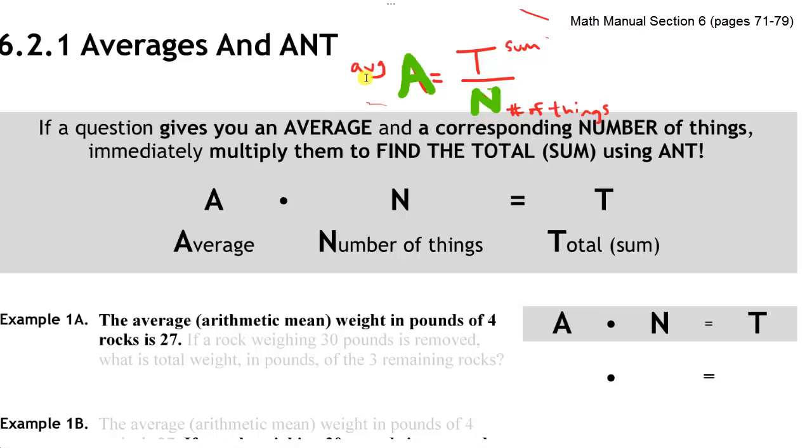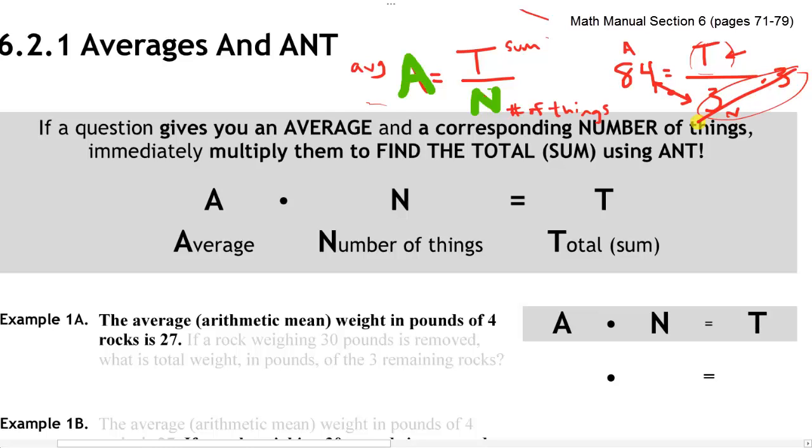And as an example, if I had told you that your average was 84 and you had taken 3 tests, well, then what you would have is this equation: 84, the average, equals the total, being your total number of points earned, over the number of things. What you would do to solve for the total is you would just multiply these two numbers. You would multiply 84 times 3, because to get rid of that 3 in the denominator there, you would multiply that side by 3 and you'd multiply this side by 3.